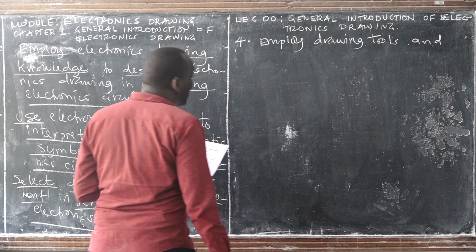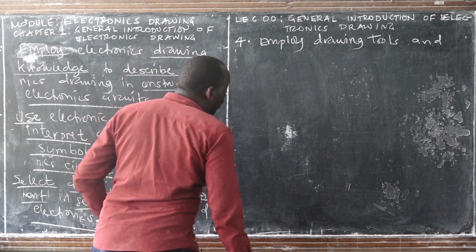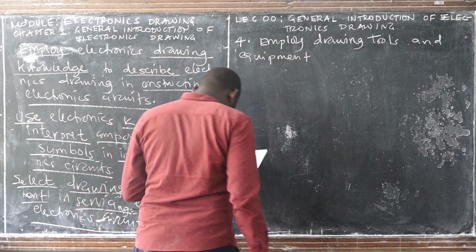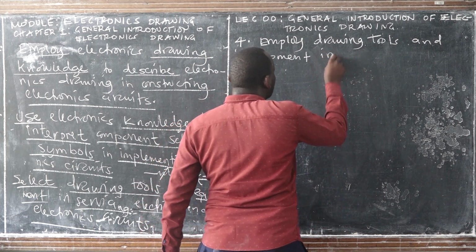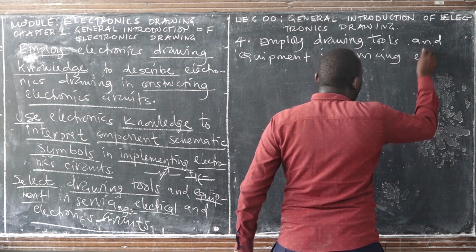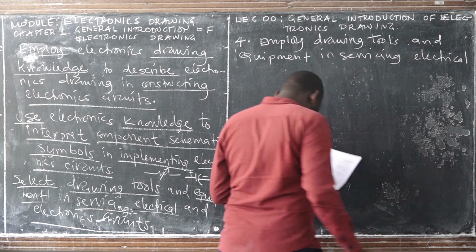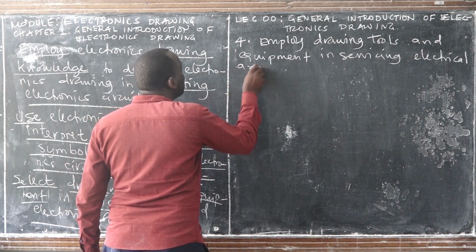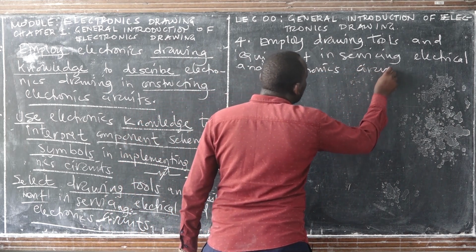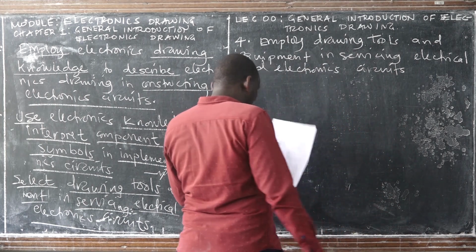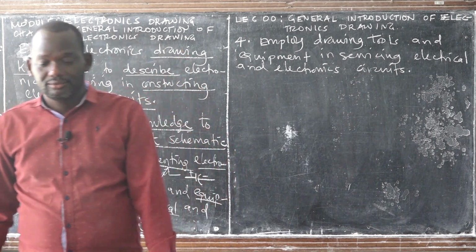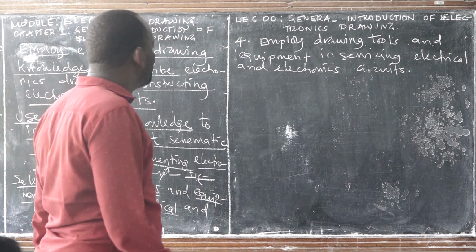Select it, and now once you select, you have to know how to employ them. Drawing tools and equipment in servicing electrical and electronics circuits. That is the first sub-enabling outcome.